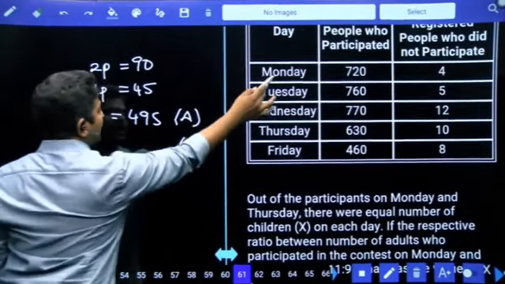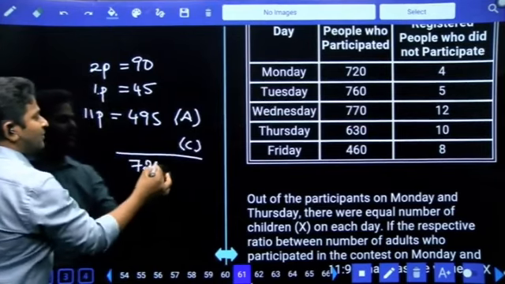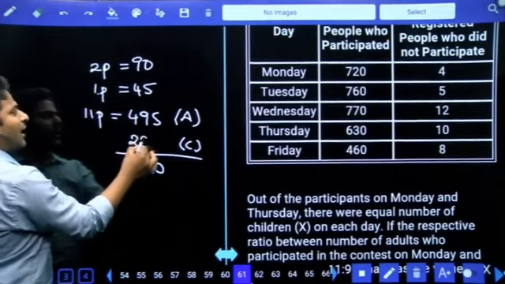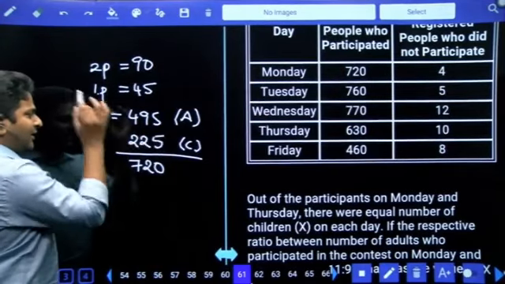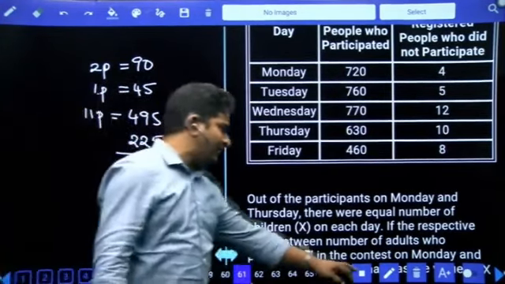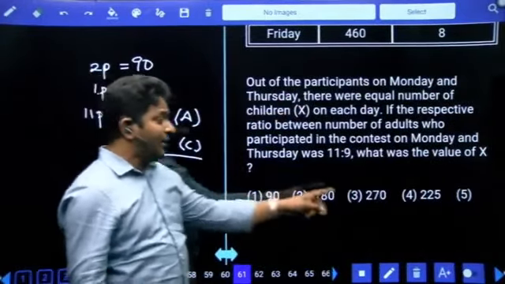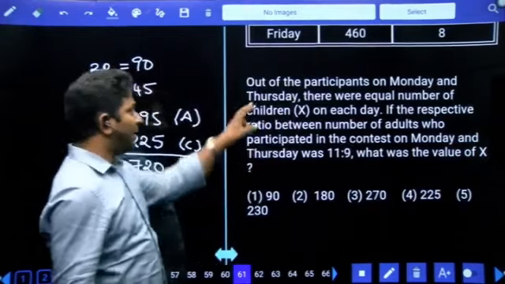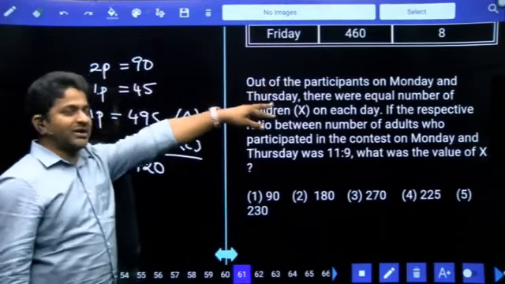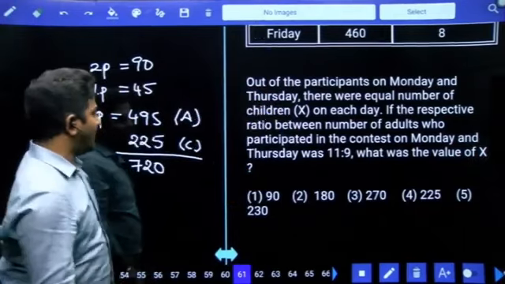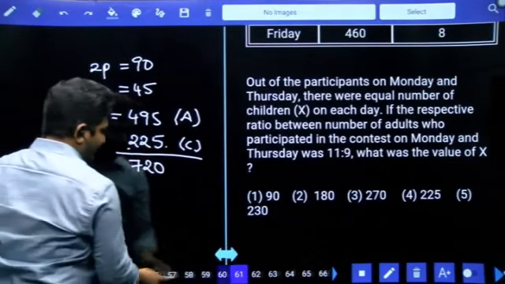The total on Monday should become 720. So to this number, you have to add 225. Then only the total value becomes 720. So there are 225 children on Monday. And according to the first statement, Monday and Thursday, the total number of children are equal. Hence, our answer is 225.